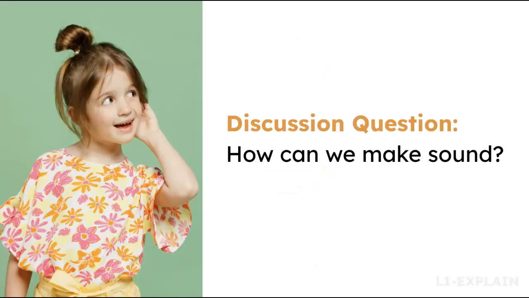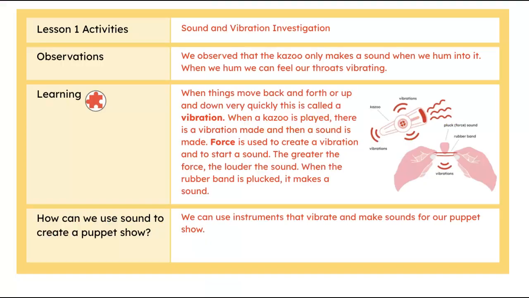For the explain portion, you'll bring the class together and lead a discussion about students' observations from the investigation. You'll use the provided questions to guide your discussion around the question, how can we make sound? The goal of this class discussion is to develop a model based on evidence of the sounds and vibrations the kazoos made. You'll use the discussion to create the Lesson 1 summary chart. By the end of the discussion, students should understand that they can use instruments that vibrate and make sounds for their puppet show. You'll complete the first 2 rows of the chart during the explain and the last row during the elaborate.